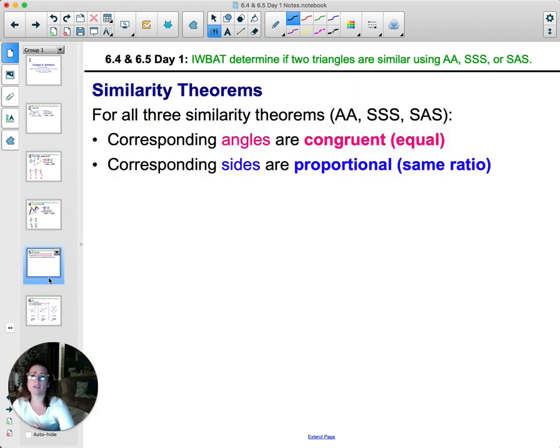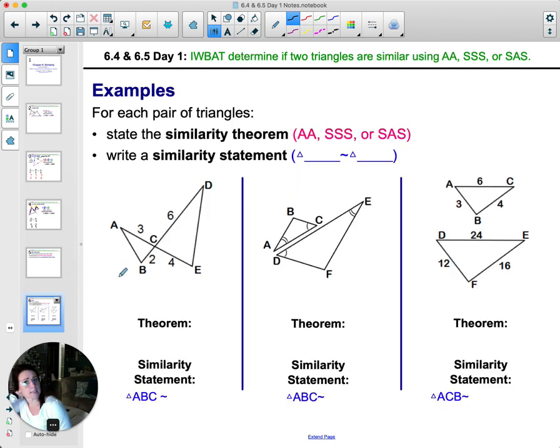Okay, so once you have that they are similar, then you know all the corresponding angles are congruent and all of the sides are proportional. So sides are proportional, meaning they divide. Proportion means divide. So all the sides divide to the same number. All of the corresponding angles are congruent to each other. So let's take a look at these 3 examples here. Let's decide what the similarity statement is, and then write a proportionality statement, okay?